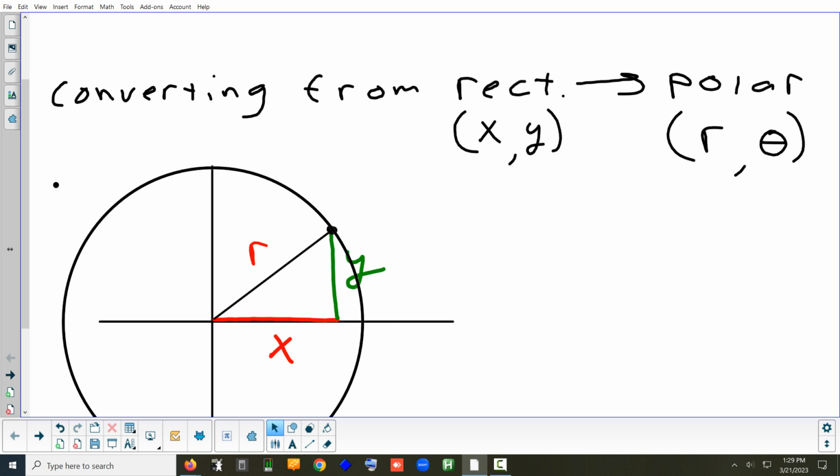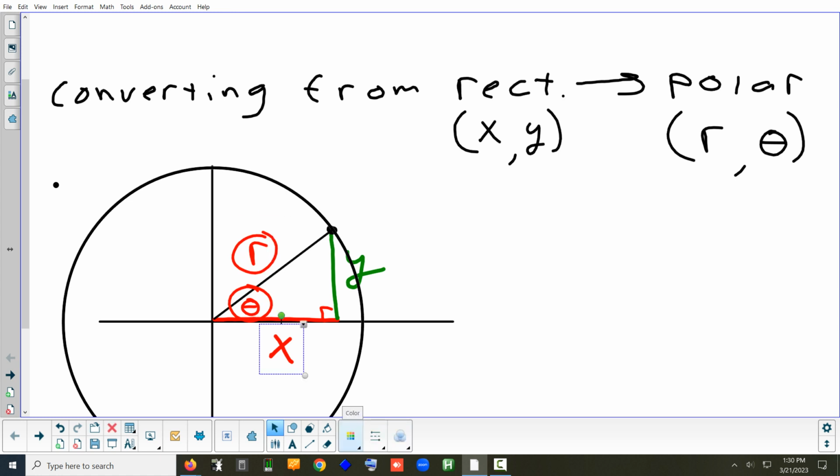And where would your angle be? Can you describe where in the triangle? Opposite y. Yeah, opposite y. There's your angle right there. So these are the two things we have to figure out. And the x and the y are what we're going to know. Well, let's start with r.